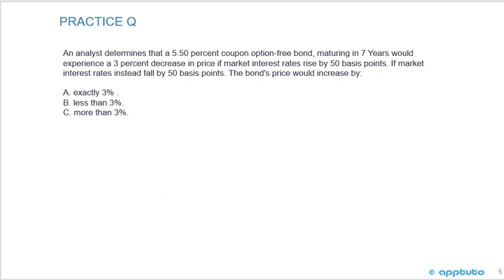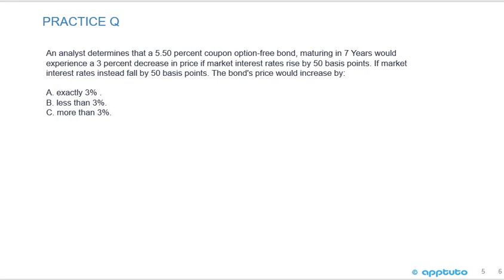An analyst determines that a 5.5% coupon option-free bond maturing in 7 years would experience a 3% decrease in price if market interest rates rise by 50 basis points. If market interest rates instead fall by 50 basis points, the bond's price would increase by A, exactly 3%, B, less than 3%, or C, more than 3%.